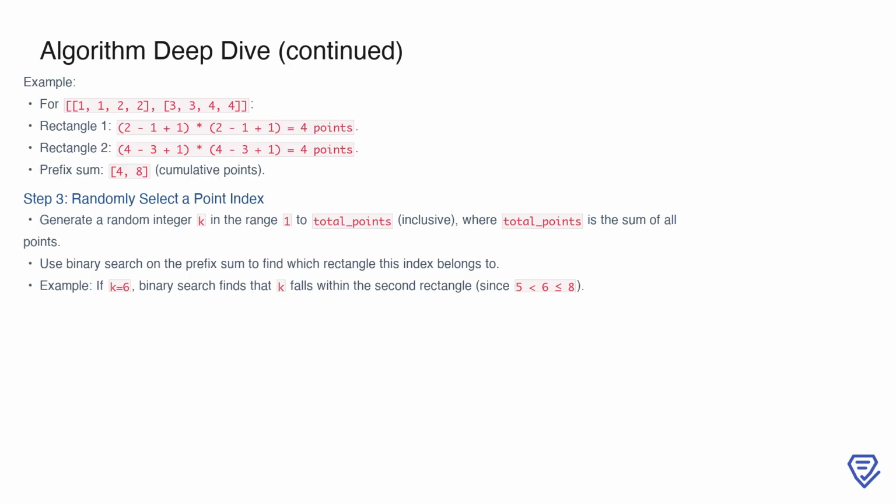To do this, we generate a random integer k from 1 to total_points, where total_points is the sum of points across all rectangles, in this case, 8. Using a binary search on the prefix sum, we can efficiently determine which rectangle contains the point corresponding to k. For example, if k equals 6, we see that it falls within the second rectangle, since 5 ≤ 6 ≤ 8 in the prefix sum.